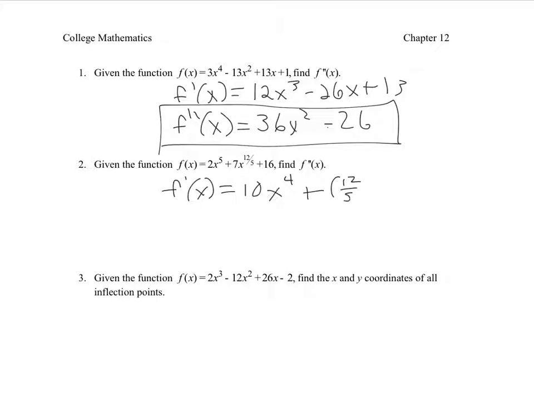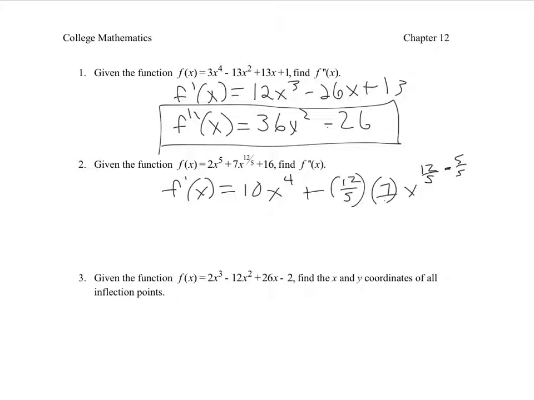I'm going to take the 12 over 5 times the 7, and then that's going to turn into x to the, what do I get for my new exponent? I've got to do 12 over 5, but do what? Subtract 1. And if I'm subtracting 1 from it, 1 could be written as 5 over 5. Subtracting fractions has to have a common denominator. So I'll think of it as 12 over 5 minus 5 over 5. And since it's plus 16 on the end, I don't have anything to worry about there because the derivative of that is 0.